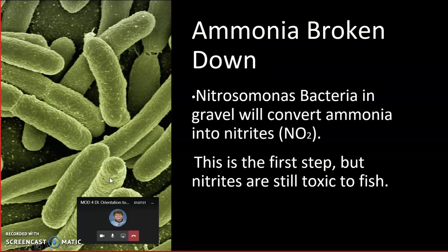So nitrosomonas is a type of bacteria that is found in the gravel. It will convert ammonia into nitrites. So right here on the screen, you're going to see the answer to blank number seven and eight. Bacteria is the answer to blank number seven, and nitrites is the answer to blank number eight under nitrosomonas. So nitrosomonas bacteria in gravel will convert ammonia into nitrites. This is the first step, but nitrites are still toxic to fish, so there's more steps to the nitrogen cycle.